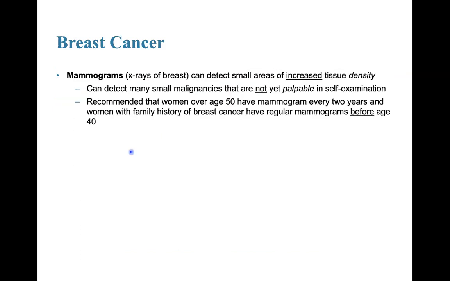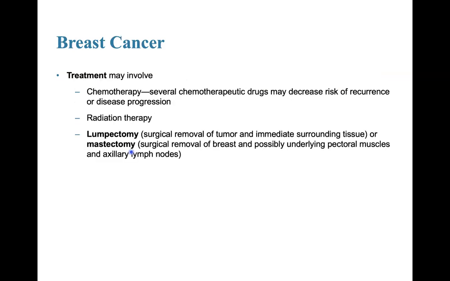Mammograms, which are x-rays of the breast, can detect small areas of increased tissue density. It can detect many small malignancies that are not yet palpable in a self-examination. It is recommended in women over the age of 50 to have a mammogram every 2 years, and women with a family history of breast cancer to have regular mammograms before the age of 40. Treatment may involve chemotherapy, radiation therapy, lumpectomy, or a mastectomy.